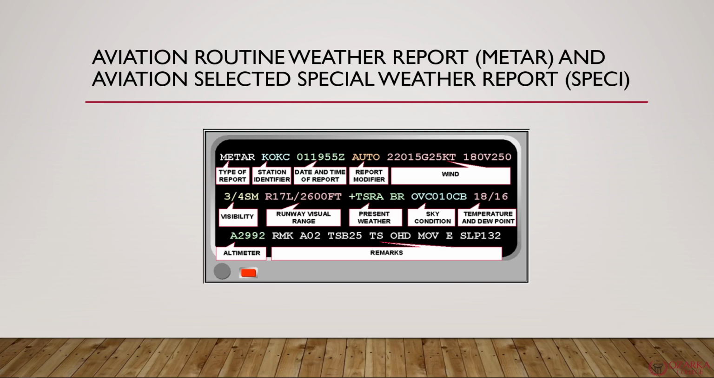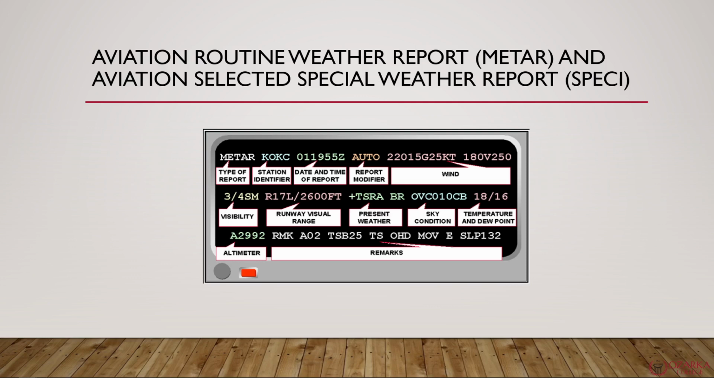The wind is 220 at 15. The G stands for gusting 25 knots. Now the wind is blowing 180 variable to 250. So that means that the wind is switching around anywhere from 180 to 250. So that V means it's variable. Visibility is 3/4 of a statute mile. The RVR, or runway visual range, for runway 17 left is 2,600 feet.